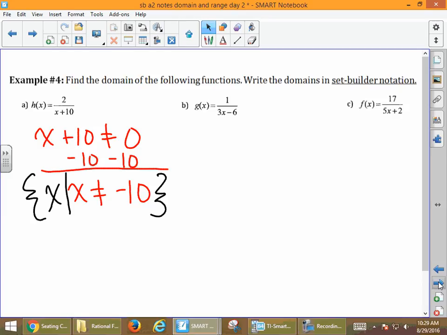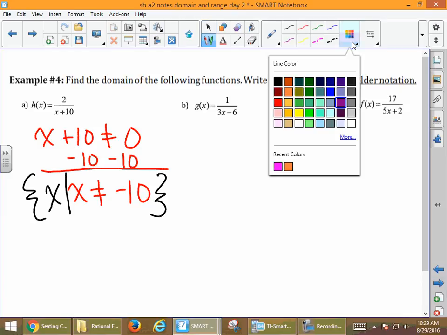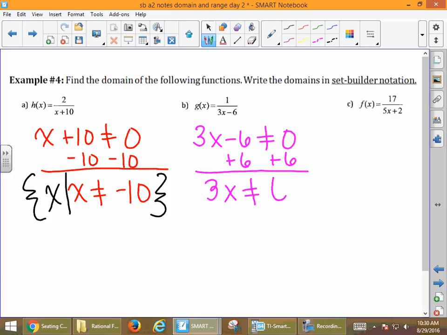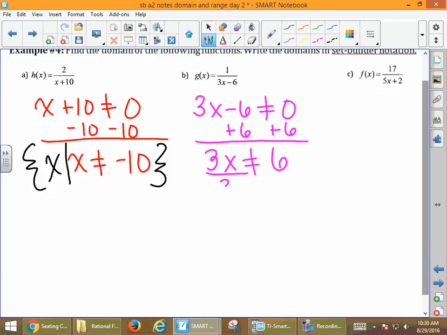And the process is the same for these rational functions here. When we come over here, we're going to take our denominator, 3x minus 6, and set it not equal to 0. We're not allowed to have a 0 in the bottom of the fraction. So once we get it written, we're going to add 6 to both sides and get 3x doesn't equal 6. And then we're going to divide both sides by 3. So x doesn't equal 2.